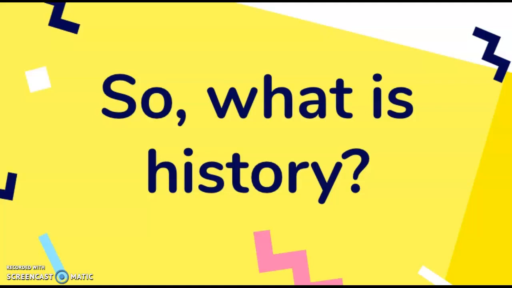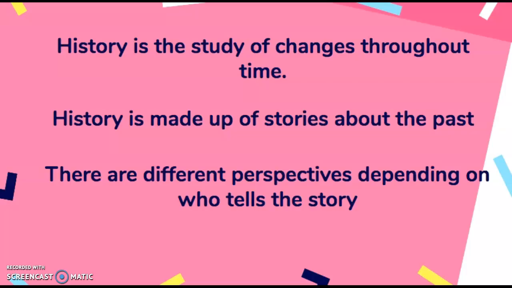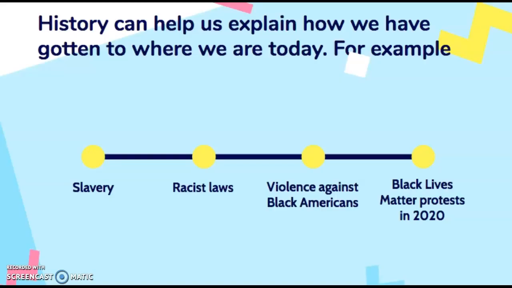So anyway, what is history? So history is the study of changes throughout time. It is made up of stories about the past, and it is different depending on different perspectives and who is telling the story. So you can have one event, but people might remember it differently, or people might have different perspectives. For example, if you get into a fight with one of your siblings, you might have one perspective, and your sibling might have another perspective of why you even got into that fight, right?